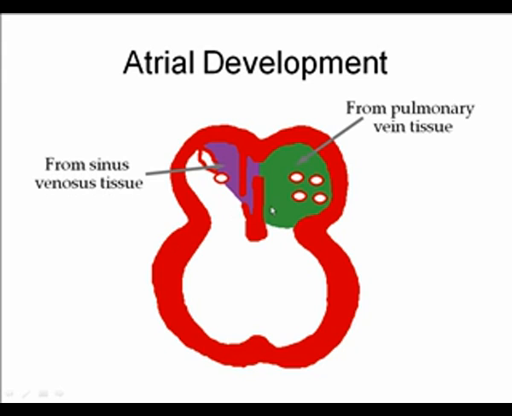And this slide just shows you the pulmonary vein tissue forming much of the left atrium, except for the left auricular appendage, and the sinus venosus tissue forming that smooth wall portion of the right atrium, right up to the region of the crista terminalis. The rest of the right atrium is from the primitive right atrium tissue, all the pectinate muscle and the right auricular appendage.